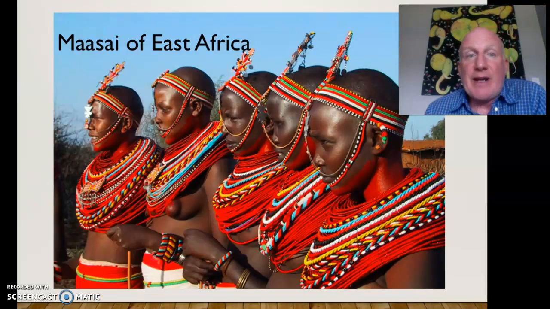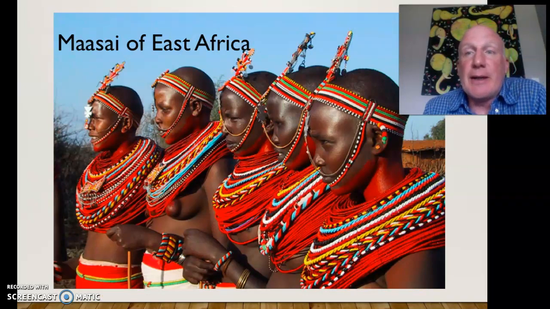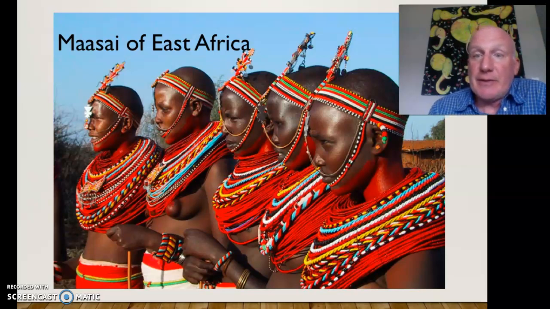This is the Masai of East Africa. They still live their traditional lifestyles. They were pretty much untouched by Arab influence as well as European influence during the colonial era. And so they still live their traditional lifestyles. You'll see that this is a ceremony that they're in. So they don't dress up this much, but they typically wear colored beads, colored cloths.